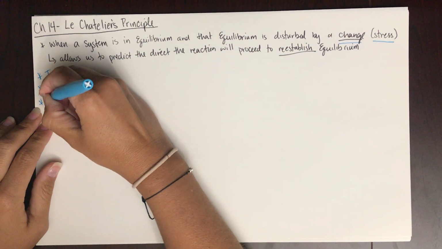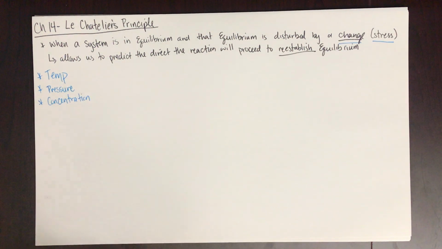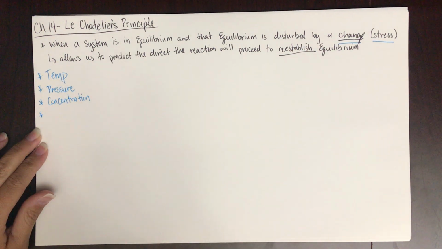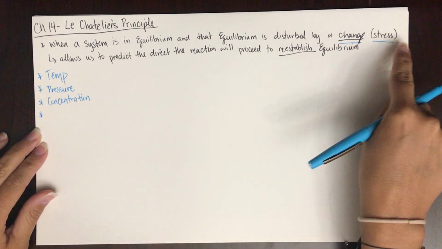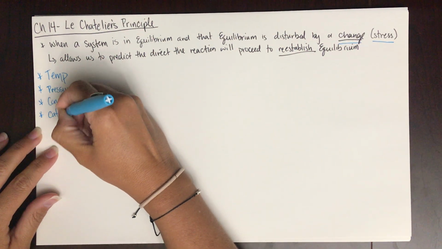The next thing is concentration. Changing the concentration of the things in the reaction. Products and reactants in chemical reactions are also often called species. So changing the concentration of the species in the chemical reaction will shift the equilibrium. And the fourth thing that is considered a stress to a chemical reaction at equilibrium is the addition of a catalyst.